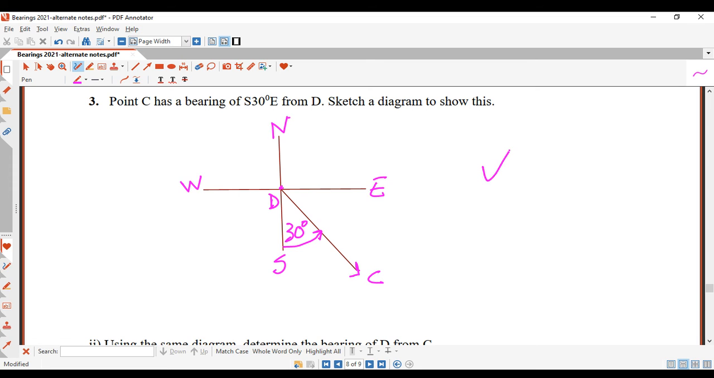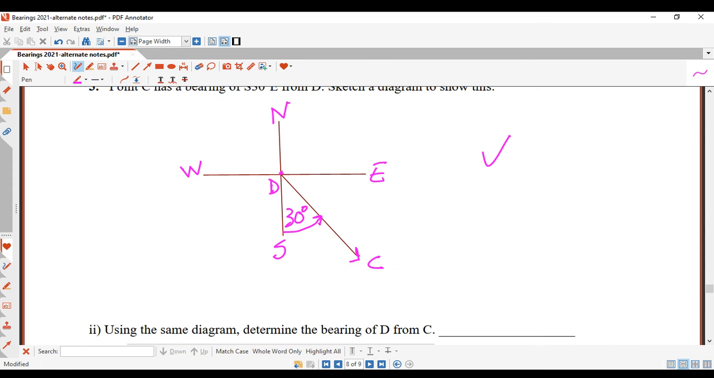So we've done that part, the diagram. It says using the same diagram, determine the bearing of D from C. So you need to draw another compass in at C now, because the bearing has been taken from C. You're going to have to identify a pair of alternate angles again. So how do we do that? Well, there's your north line. Here's your other north line. So they're your parallel lines. And that's 30 degrees in there. So this must be 30 degrees in here as well.